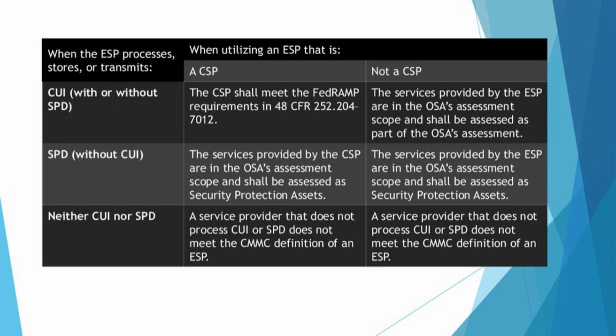Your assessment boundary extends to include the relevant services provided by that non-CSP ESP handling your CUI. You, the OSA, are responsible for ensuring those services meet the CMMC requirements, which likely means the assessor needs visibility into the MSP's operations, security, maybe even their physical facility. That sounds incredibly difficult and expensive, both for the OSA and the MSP, who might not want an external auditor poking around their multi-tenant environment.